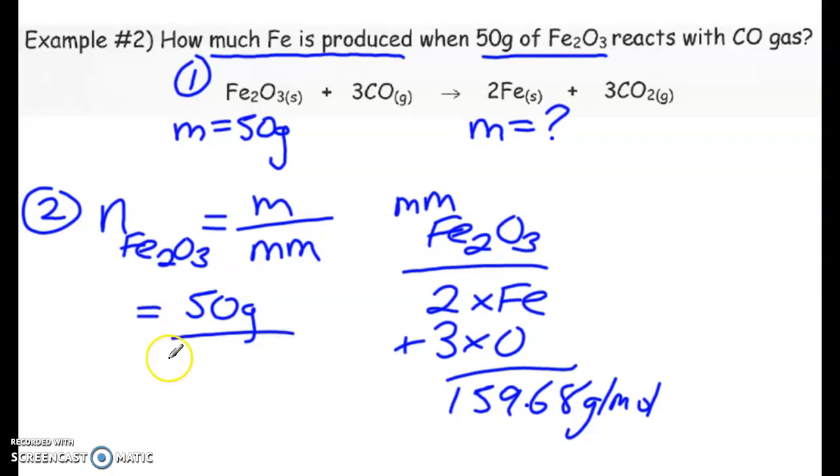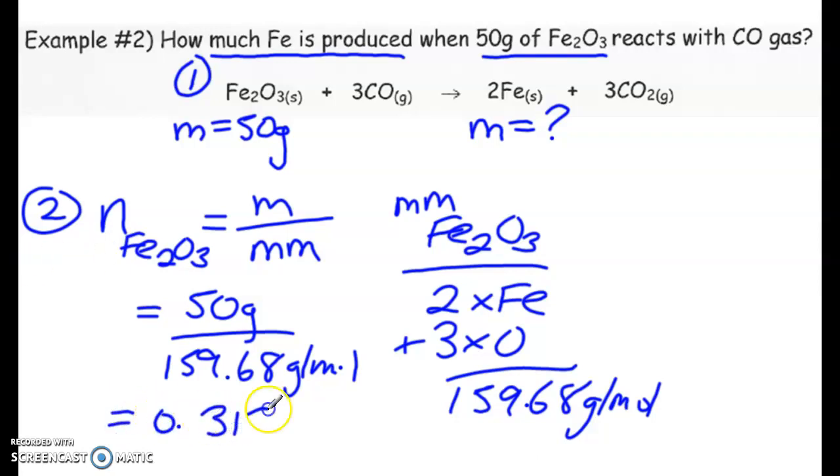So we can solve for our moles of iron(III) oxide. 50 grams divided by 159.68 grams per mole. Let's double check that again. 2 times 55.84 plus 3 times 16. Yes. Okay. So then we do 50 divided by that molar mass. We get here a mole value of 0.31313 moles of iron(III) oxide.